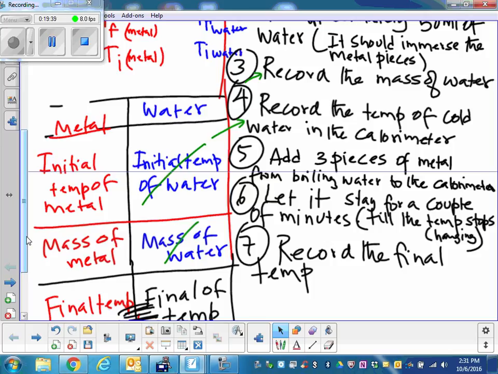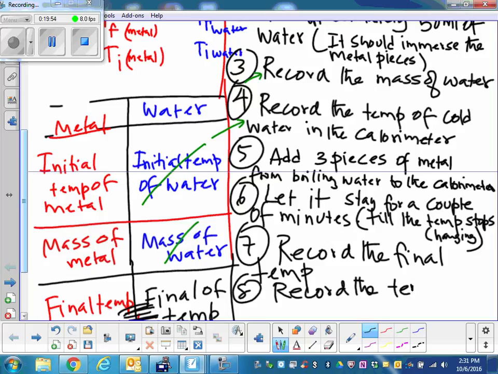Alyssa, we're focusing here right now. Initial temperature of the metal. How do I get that? Okay, so you will record the temperature of boiling water. Now let me ask you a question about boiling water. I know boiling water's temperature doesn't change, but even then, at what point in this experiment should you actually record the temperature of the boiling water? When would it be appropriate to record the temperature of boiling water?